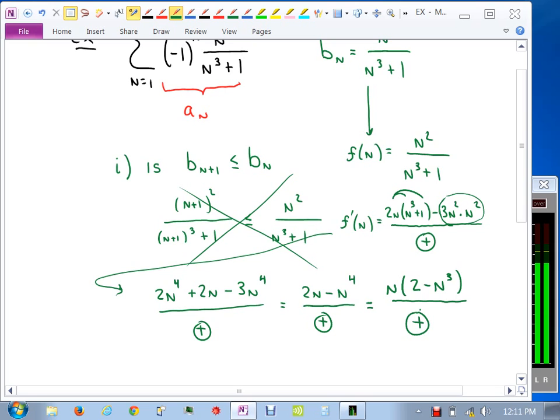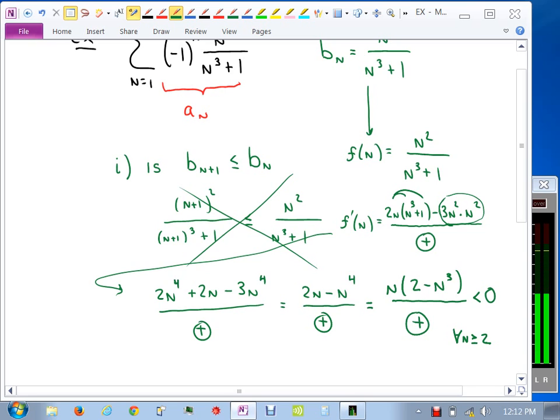So this is not always negative, but it's eventually negative, which is what I was alluding to last class. It may not decrease initially, but then at some point it does. And it stays that way. Exactly. So I'll say that this is less than 0 for all n greater than or equal to 2. Therefore, it's decreasing. So I've satisfied the first condition.